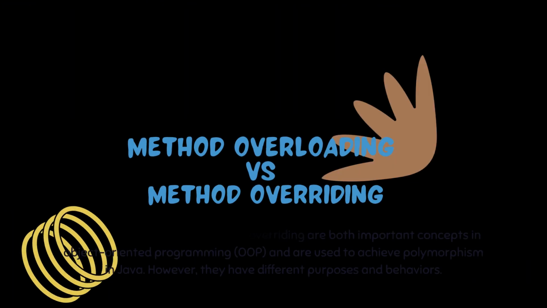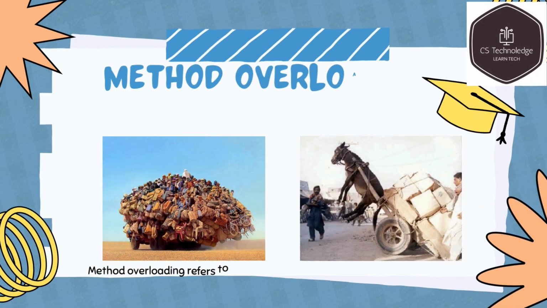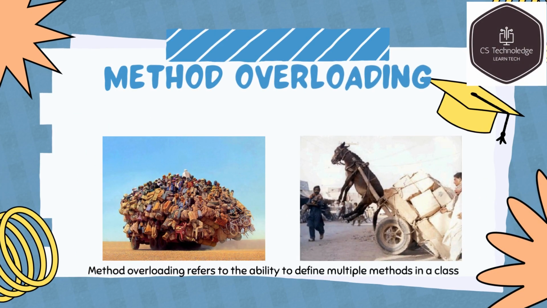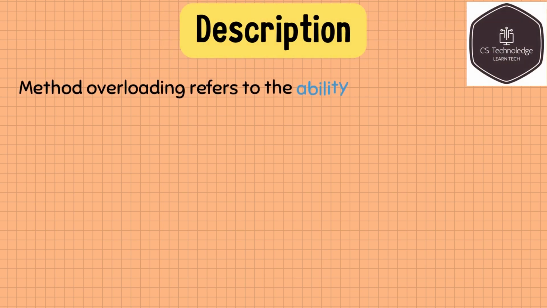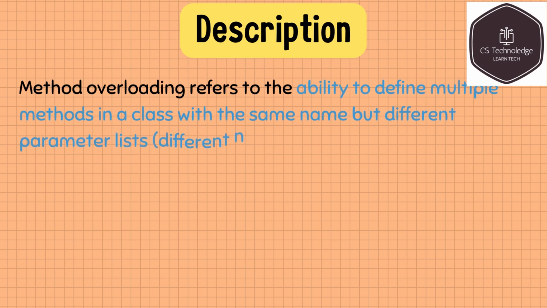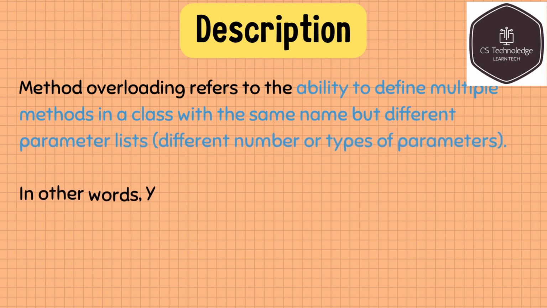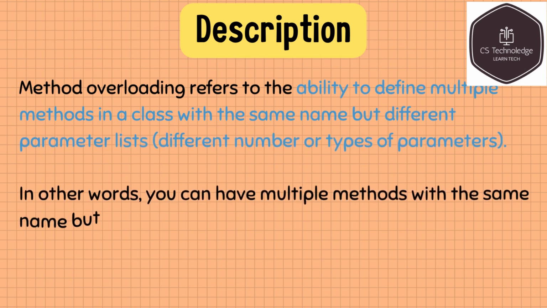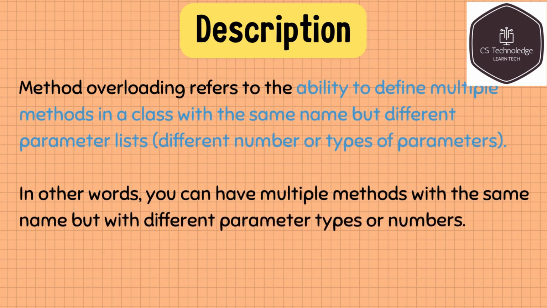Method overloading. Method overloading refers to the ability to define multiple methods in a class with the same name but different parameter lists, different number or types of parameters. In other words, you can have multiple methods with the same name, but with different parameter types or numbers.